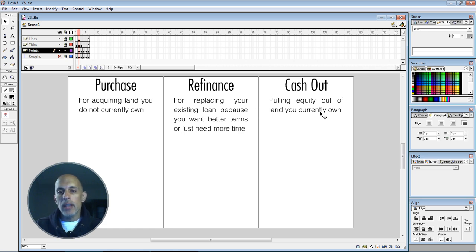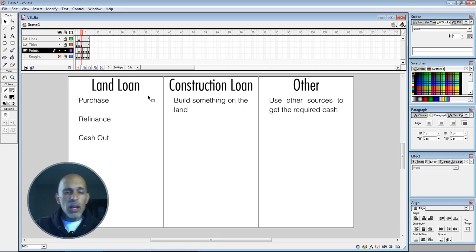Then there is cashing out. This is pulling equity out of land you currently own. And there are three ways to do this. There's land loans, which allow you to do all three: purchase, refinance, and cash out. There's construction loans, which allows you to build something on the land. And then there is other, using other sources to get the required cash.